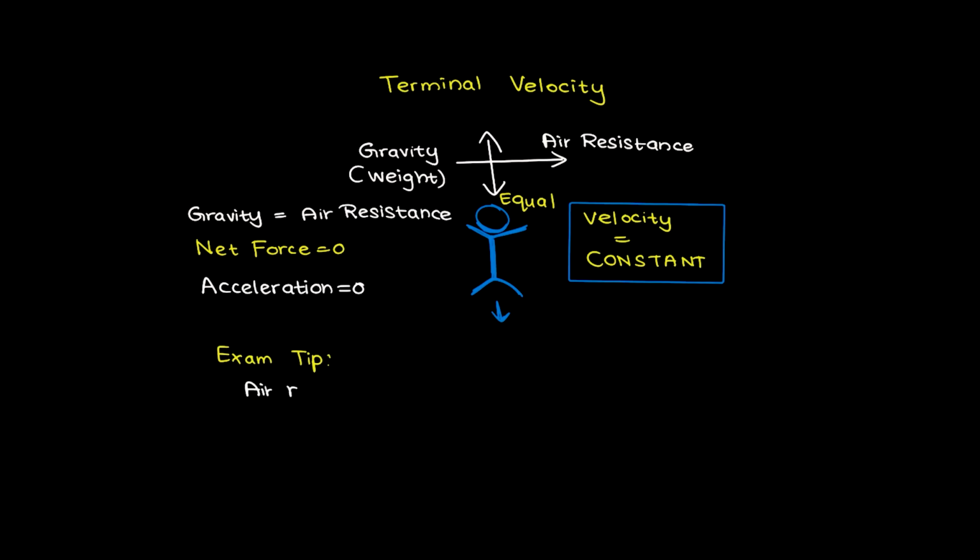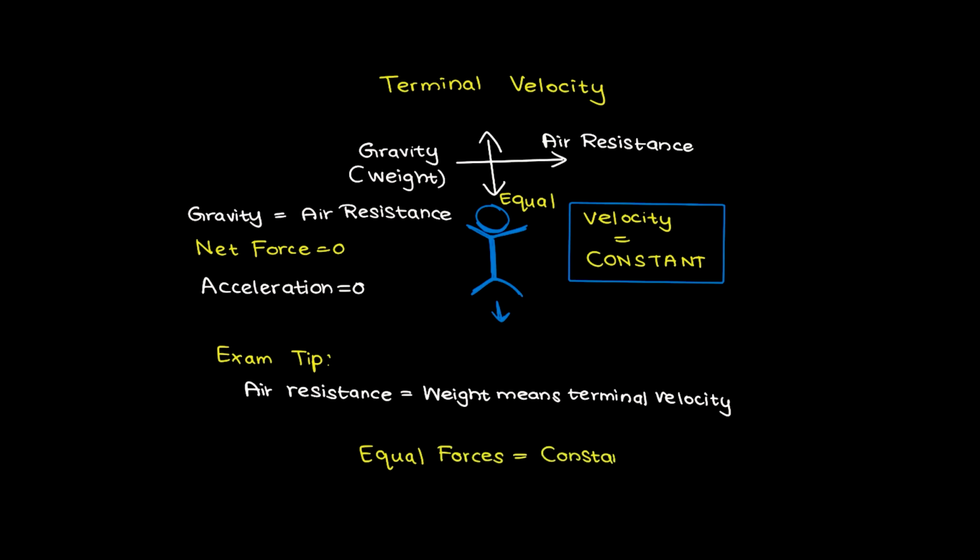Here's a WGU C165 OA exam tip for you. When air resistance equals weight, forces balance and velocity becomes constant. The phrase equals their weight signals terminal velocity. Quick recall hook: equal forces, constant speed. Balanced forces mean no acceleration, not no motion.